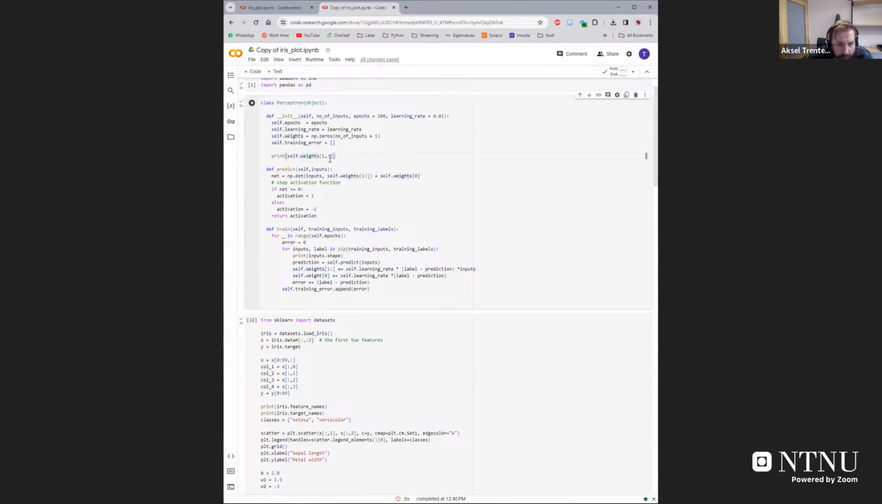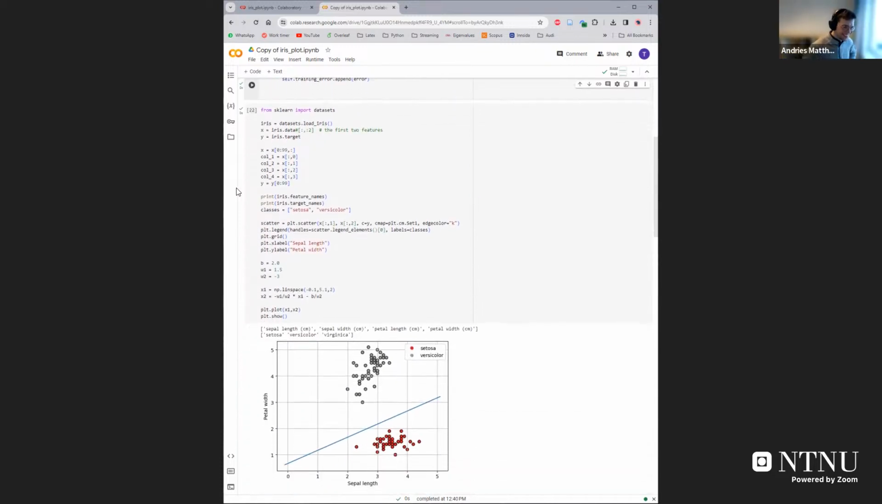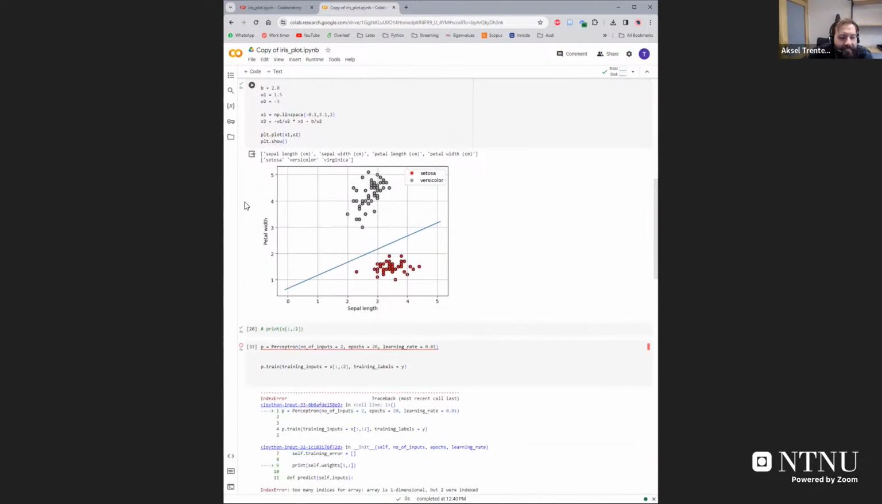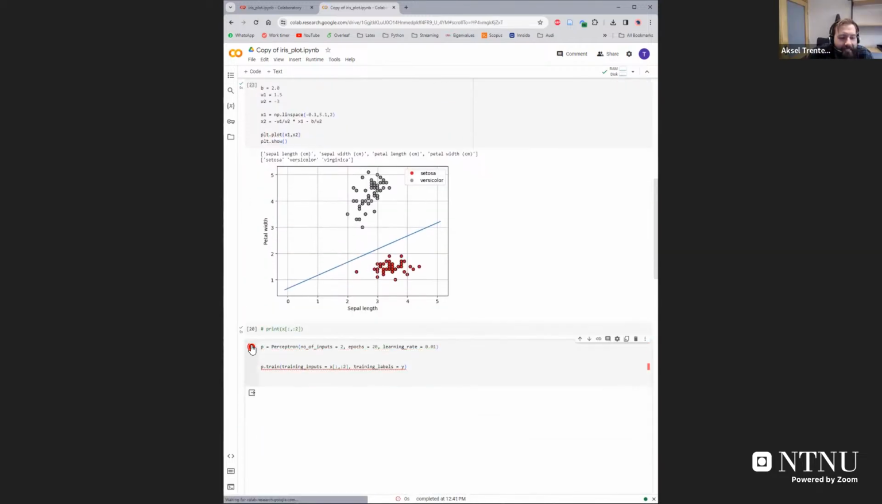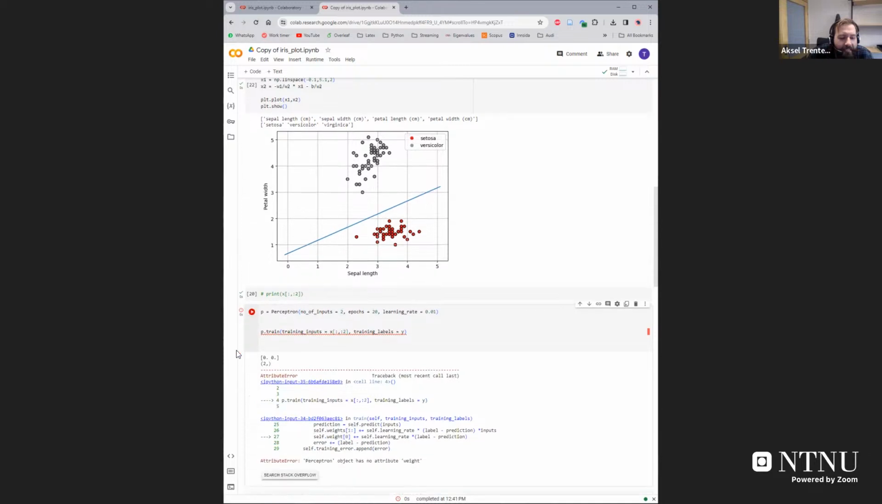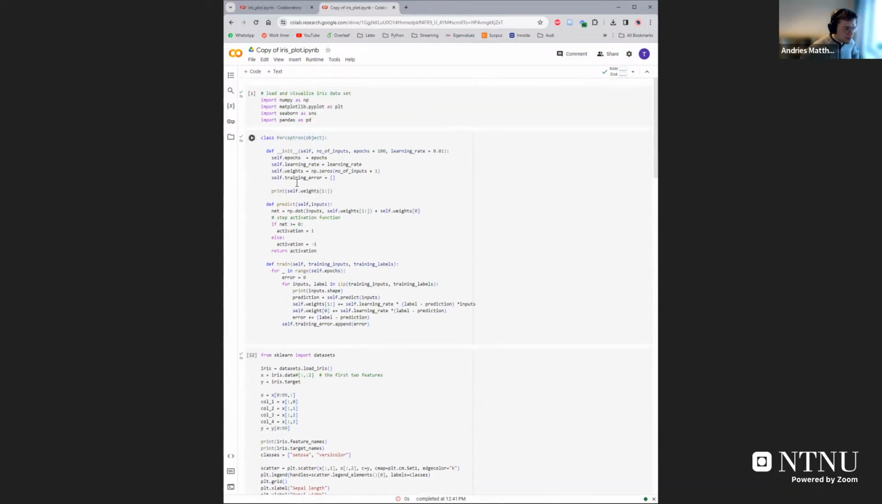Still? That's the problem there, of course, in the print function. I think it's self.weight that must be the case. Self.weight. Yeah, this one.